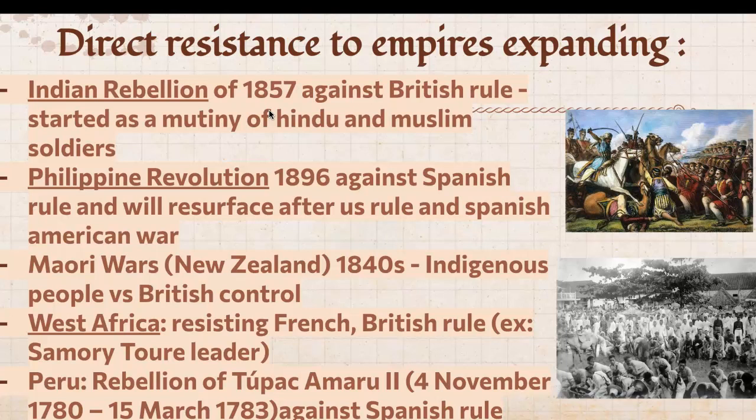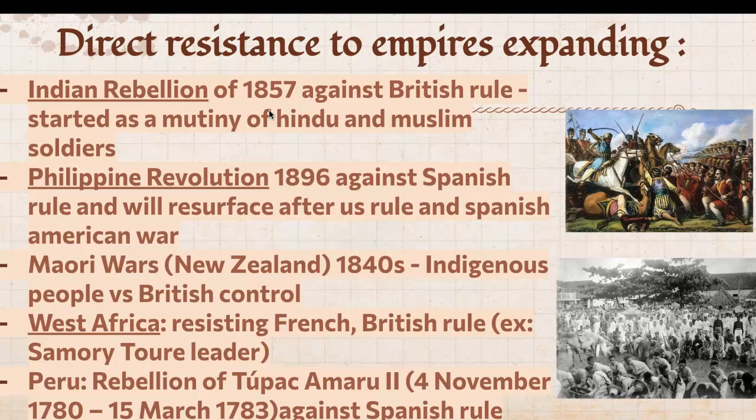Next is the Philippine Revolution, which is like the second picture underneath this painting. This revolution is going to take about 40 years or so later. In 1896, it is going to be the Philippines against Spanish rule. There will just be constant colonial revolutions that will occur after the United States will take control of the Philippines after the Spanish-American War.